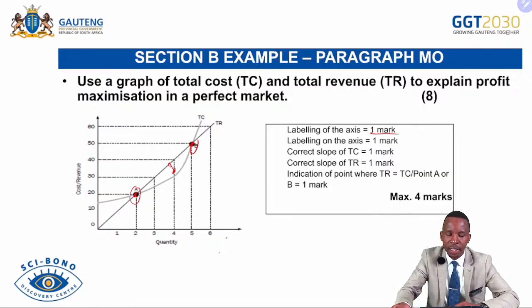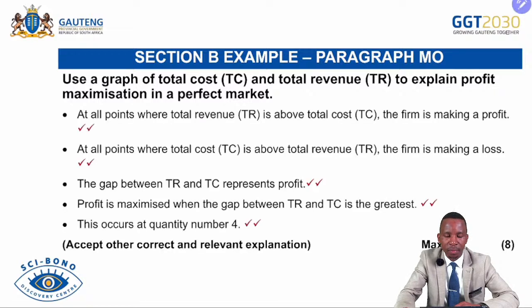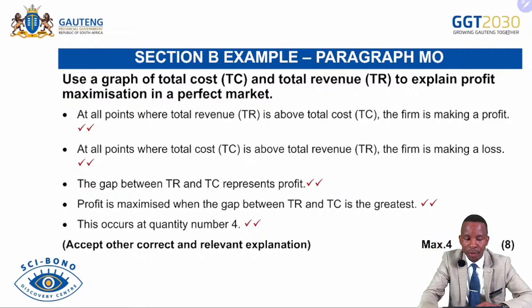And then let's see the interpretation of the graph. At all points where total revenue, TR, is above total cost, which is TC, the firm is making economic profit. Where TR is more than TC, the firm makes economic profit because revenues exceed the cost of doing business. At all points where total cost is above total revenues, the firm is making economic loss because total costs are more than total revenues.